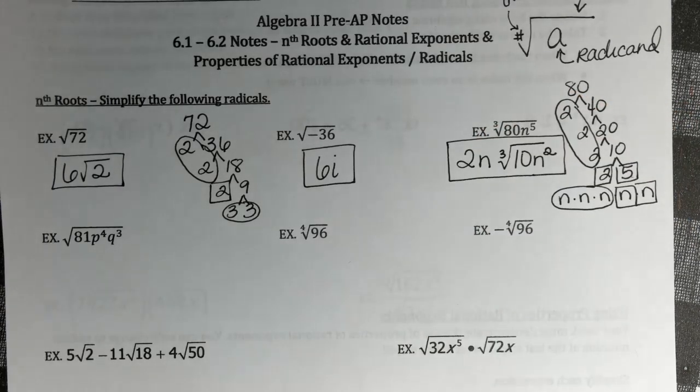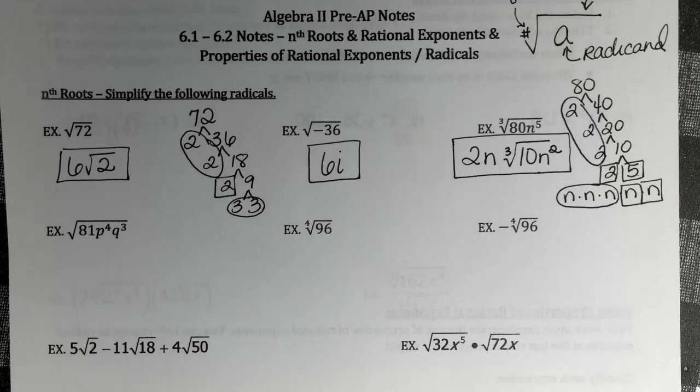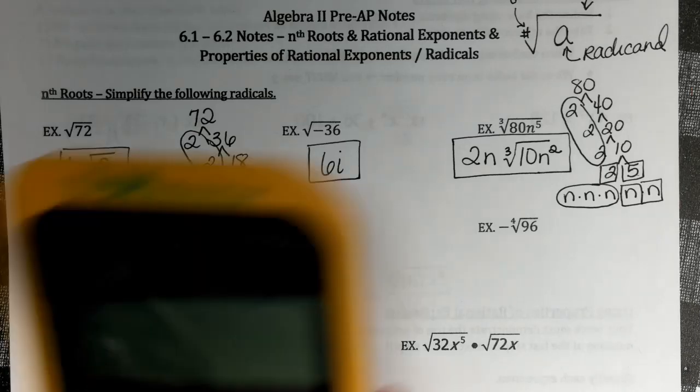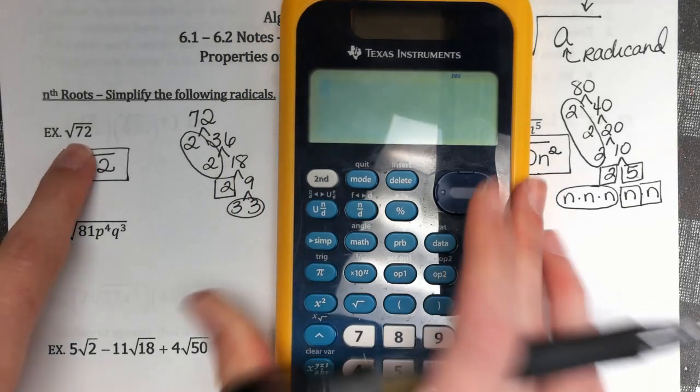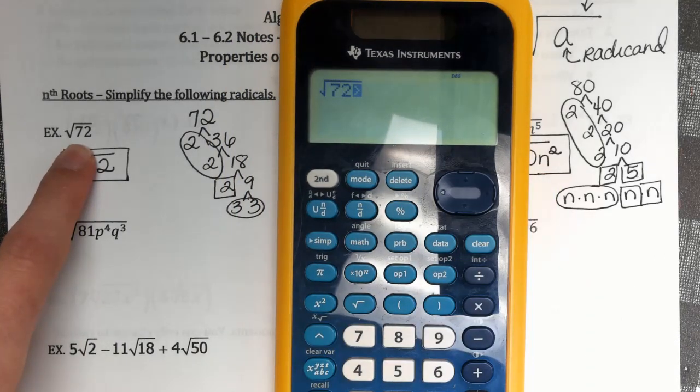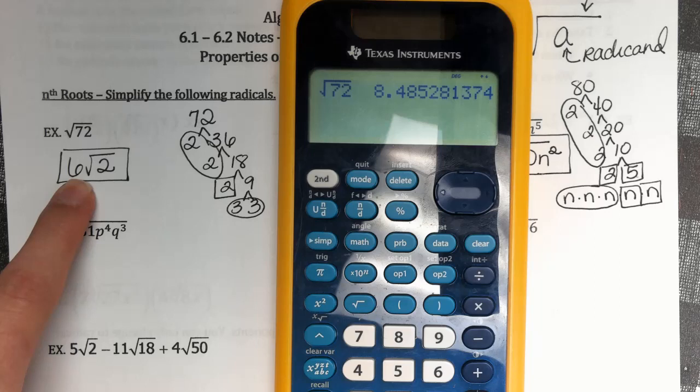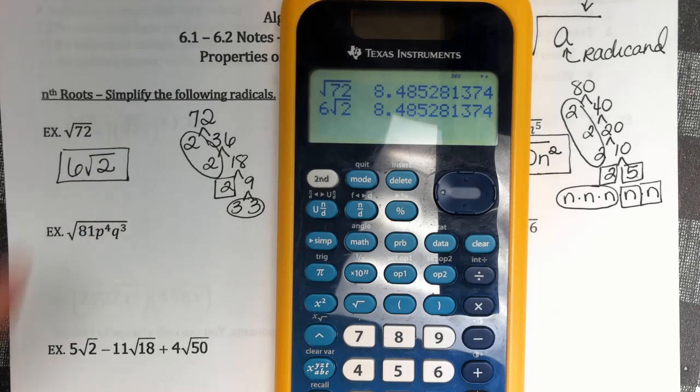Now, if you like to check your answers, I skipped over this for the first one. All you have to do is type in, like if you have something simple like this, square root of 72. And then type your answer, 6 square root of 2. Gave me the same decimal. So I know they're equivalent. Now, if you don't simplify it all the way, then your decimals might still be equivalent, so you just have to make sure you're simplifying.